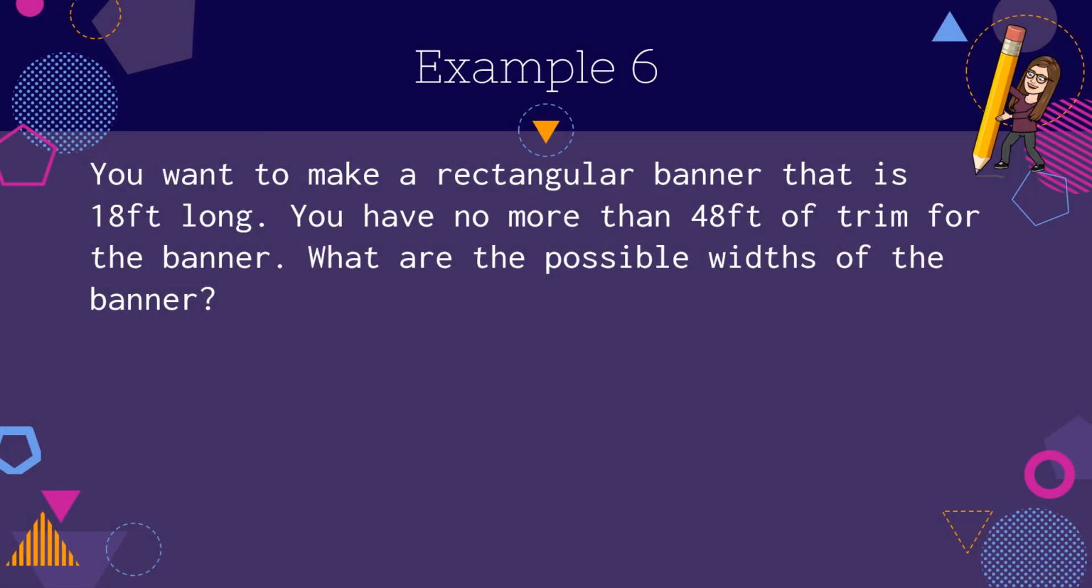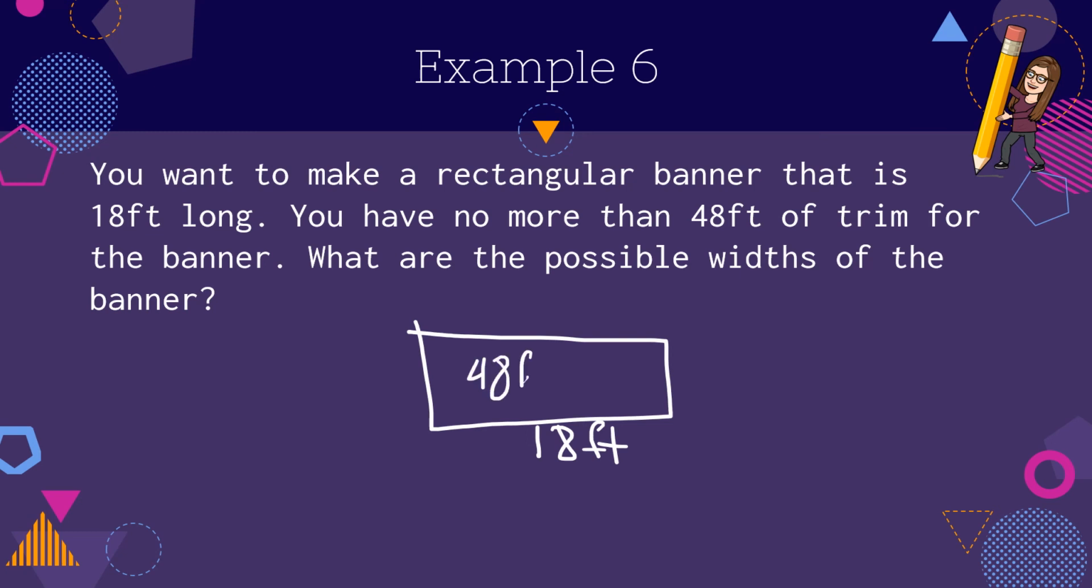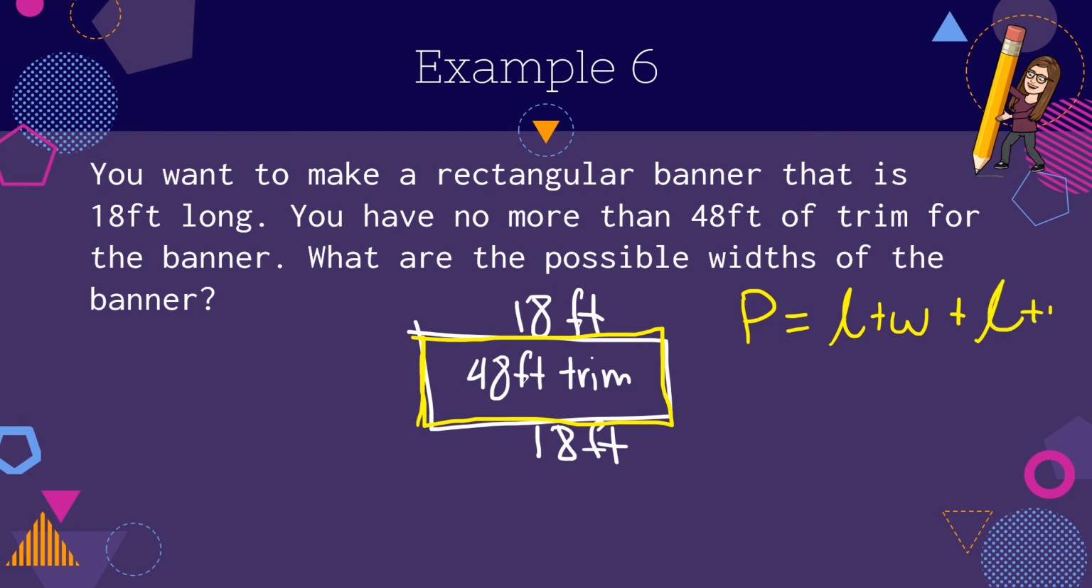All right, example 6 is our last example. It's not a typical equation. We have to make an equation first. We're talking about a rectangular banner. It's 18 feet long, and we have 48 feet of trim. All right, well, let's see. If this side's 18, then this side's 18, right? We know that. And if we're talking trim, we're talking the length around. What's that called? You remember? It's called perimeter. The perimeter of a rectangle is equal to every side added together. And if we simplify that, that means there's 2 lengths plus 2 widths.